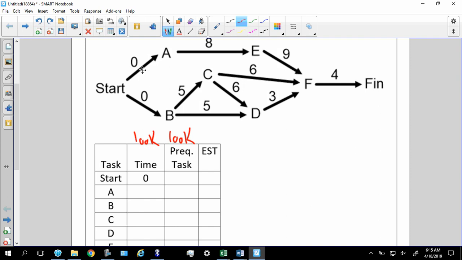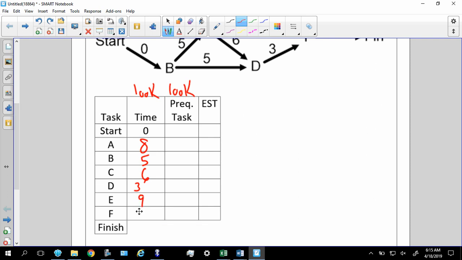So, for example, notice on start's arrow, there's a zero. Whatever is on the arrow is the time. So, for example, A, if you notice there's an 8 on A, so I'm going to put 8 right there. Okay, so follow this same procedure. A has an 8 on its arrow, B has a 5, C has a 6, D has a 3, E has a 9, and then lastly F has a 4.